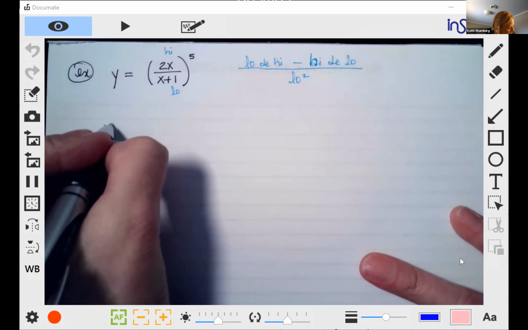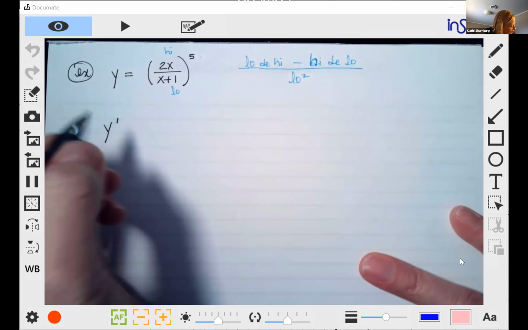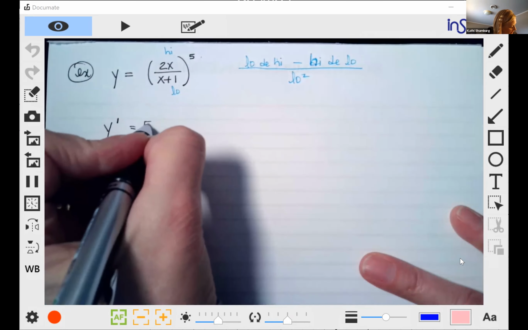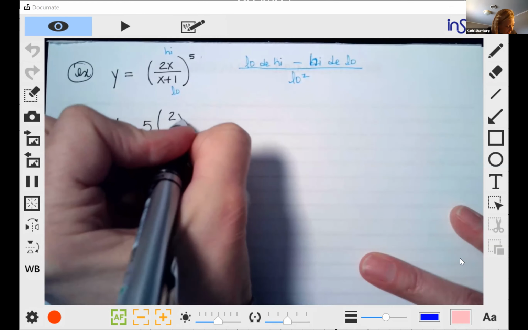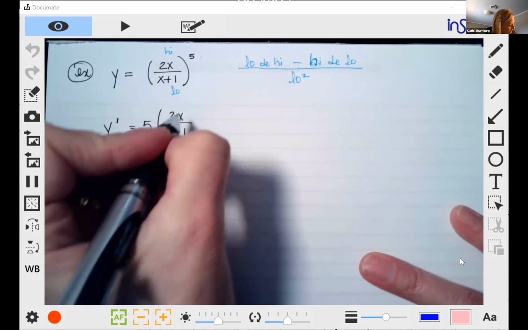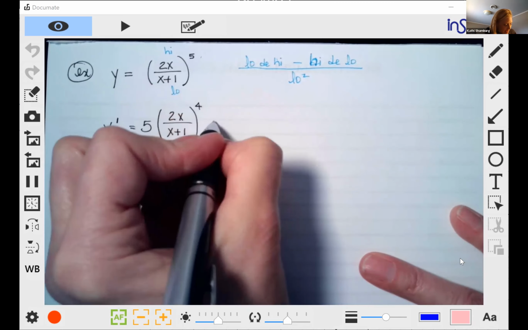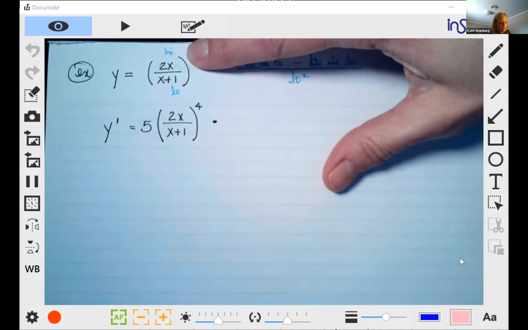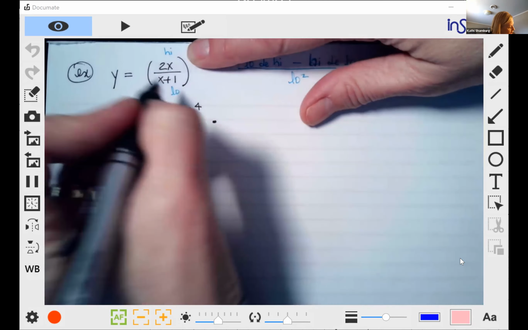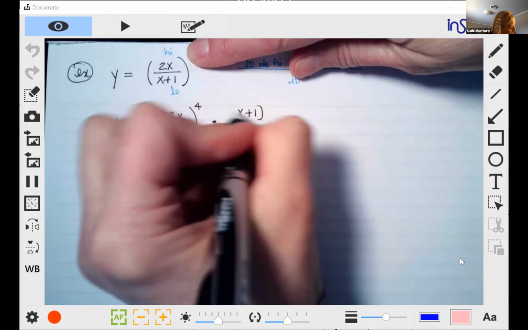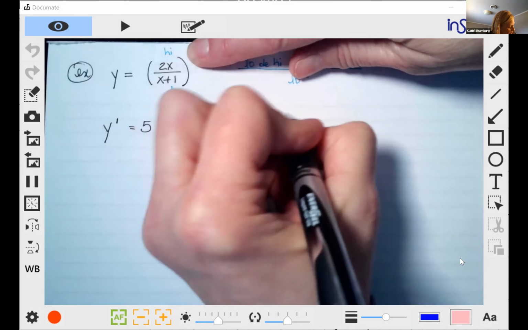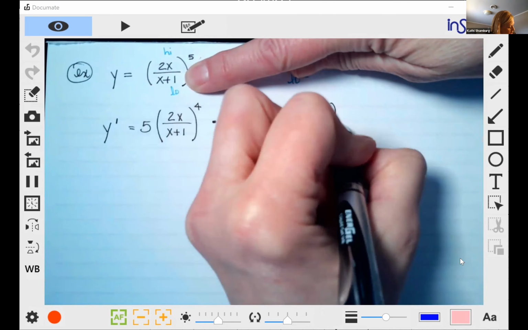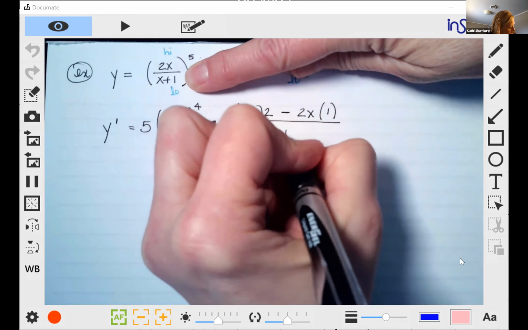All right, so we're first going to deal with this exponent on the outside. And so we're going to bring 5 to the front times what's in the parentheses, 2x over x plus 1, to the 5 minus 1, which is 4, times, okay, now we have to apply the quotient rule and find the derivative of the junk. So this is where we're going to go low times derivative of high, which would be 2, minus high times the derivative of low, which would be 1, all of that over low squared.